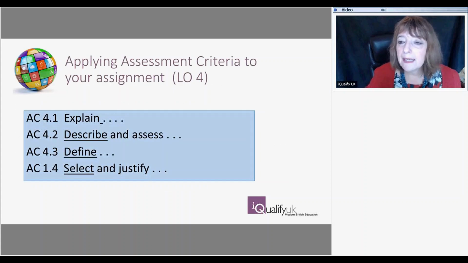So the next thing is applying those assessment criteria. For learning outcome 4, we've got a certain amount of repetition. We've got the word explain. I'm not going to go through that again. And then in 4.2, we've got describe and assess. 4.3 is define, and 4.4 is select. We've had the other words before.